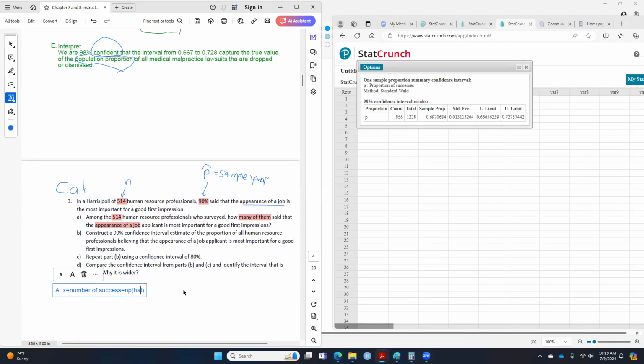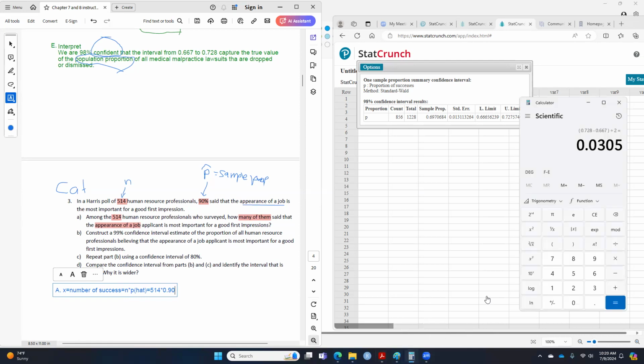So you multiply this up. We use a multiplication symbol, that star is a multiplication symbol, for those who do not know it. n in this case is 514, and you multiply it with 90%, which you just need to change into decimals. Take out your calculator and do 514 times 0.9. You get 462.6. You cannot have decimals because you cannot have 0.6 people, so you round this to 463 people. This is how you find x.